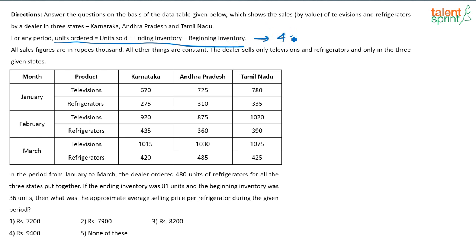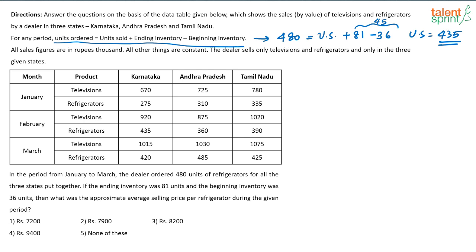So units ordered is given as 480. 480 is equal to units sold plus what is ending inventory here? 81. And what is beginning inventory? 36. So what is the number of units sold? Ending minus beginning inventory, 81 minus 36, is 45. Correct? So units sold is equal to 480 minus 45, which is 435. So totally in this given period, the number of units sold has been 435 units.